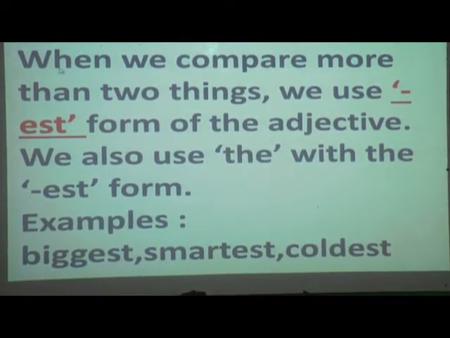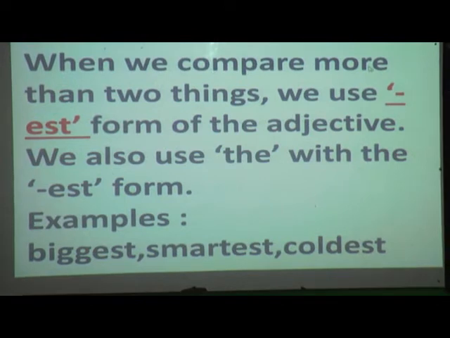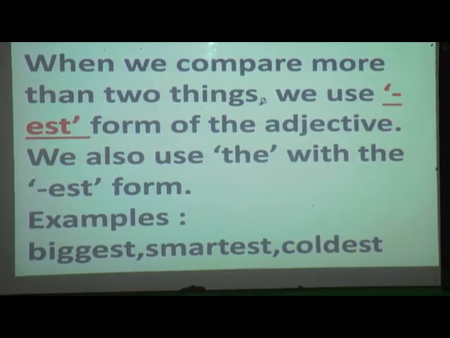So here we have given: when we compare more than 2 things, we use the est form of the adjective. And one more thing we have to add. What is that? We also use the with the est forms. Examples given here: biggest, smartest and coldest. Understood, students?